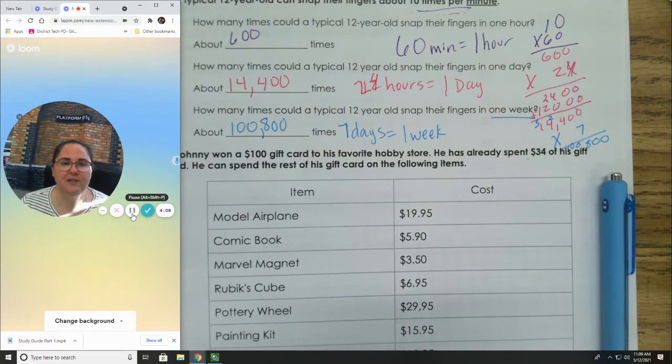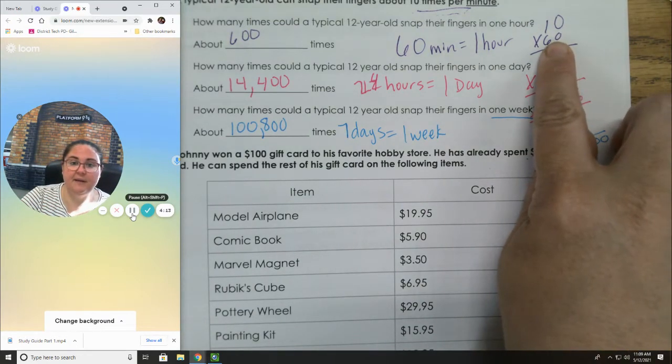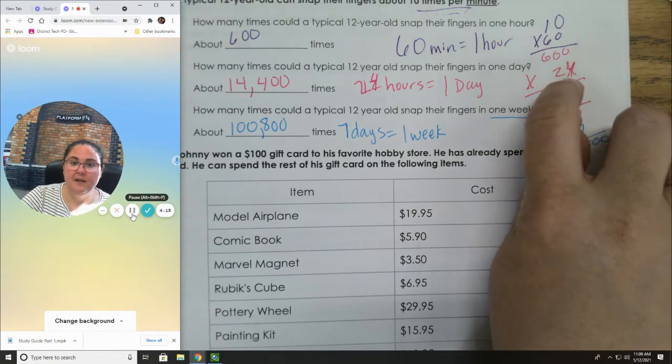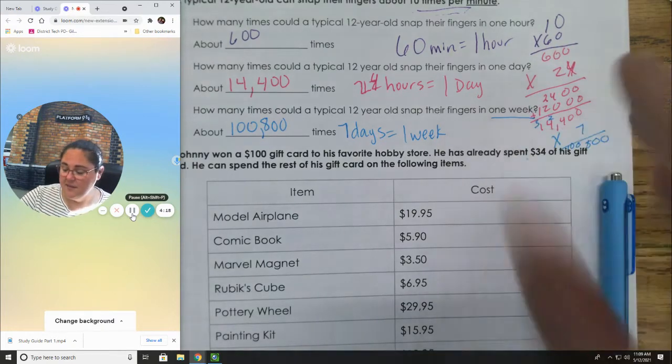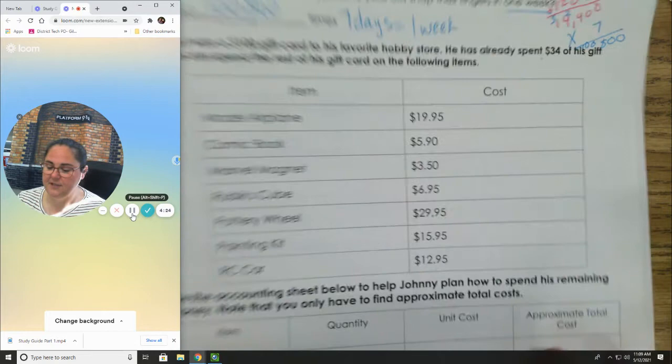Again, when you do this problem, just like I showed you before, if I made a mistake right here on this problem, then all of my other answers would have been wrong. That's why you really have to double check and go slow with these questions. Okay? Let's look at number 5.